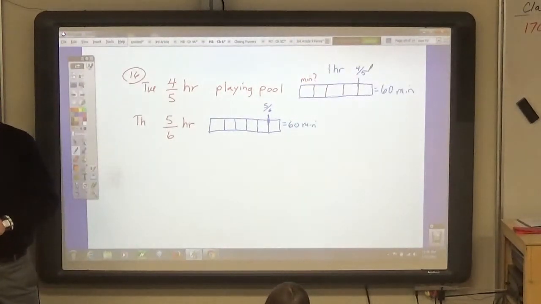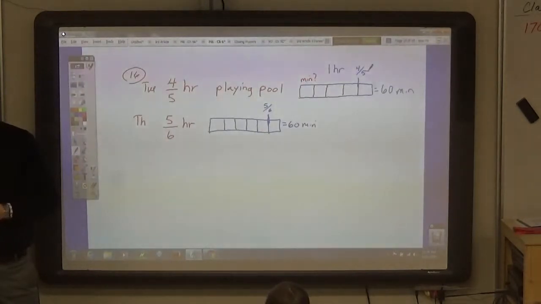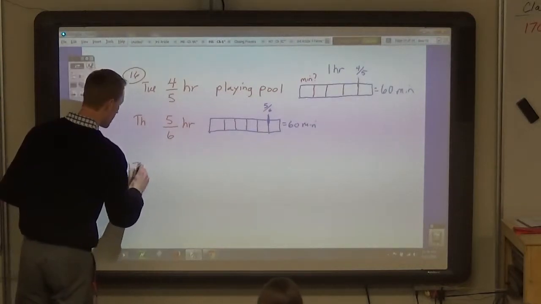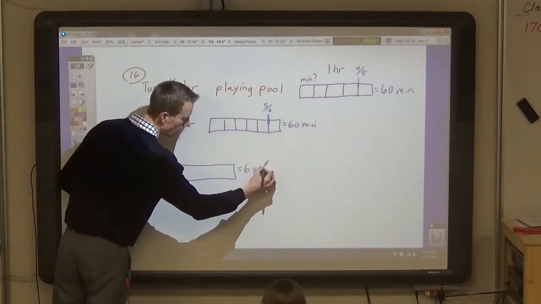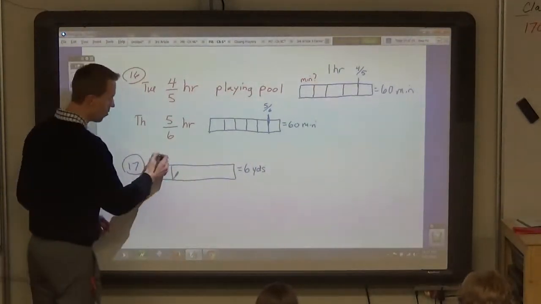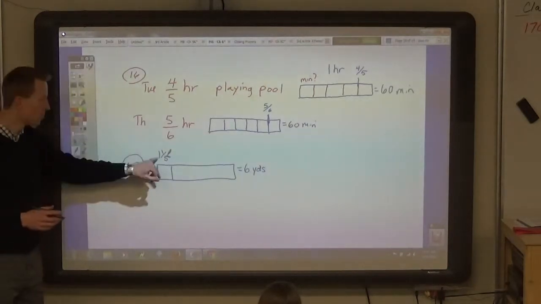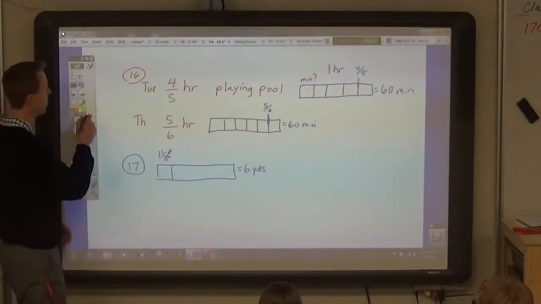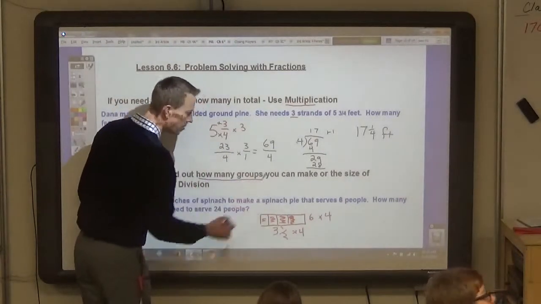Then, for 17, Bethany has 6 yards of fabric for her project. She needs strips of 1 1/5 yards. How many of these strips can Bethany make with the 6 yards of fabric? So, again, the starting amount is 6 yards. And how many pieces can you make that are 1 1/5? Or how many groups of 1 1/5? If you look back at our notes, it tells you how to find how many groups.